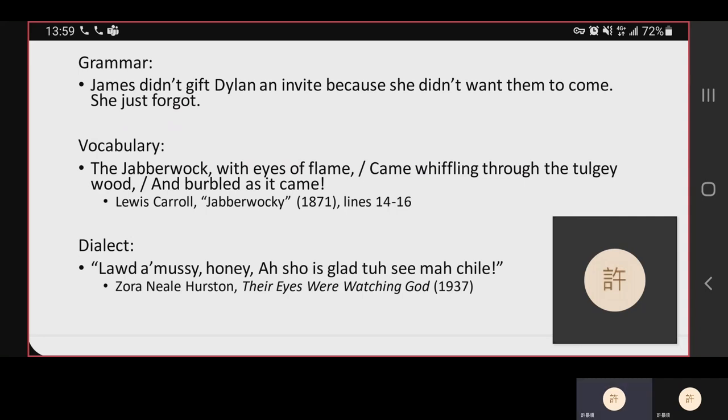The third thing that you may not notice is the pronouns. Which person is she? Which person is them?